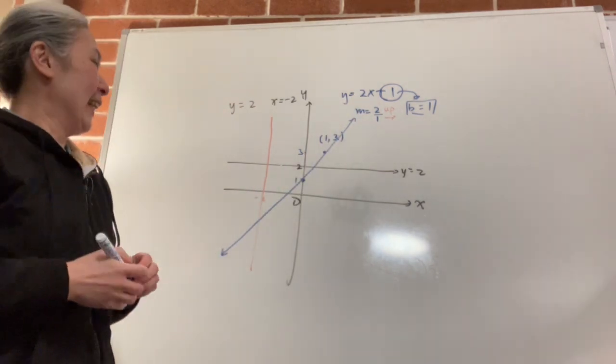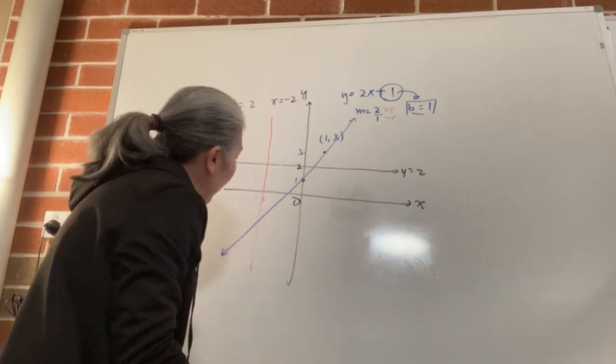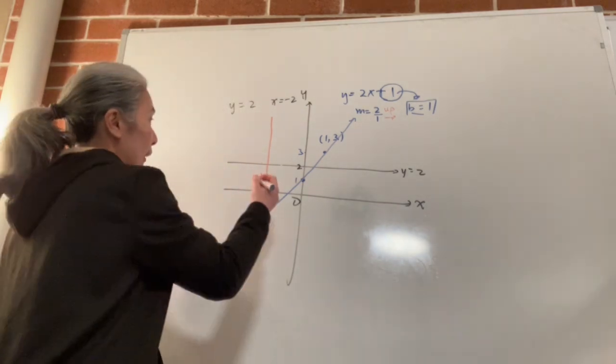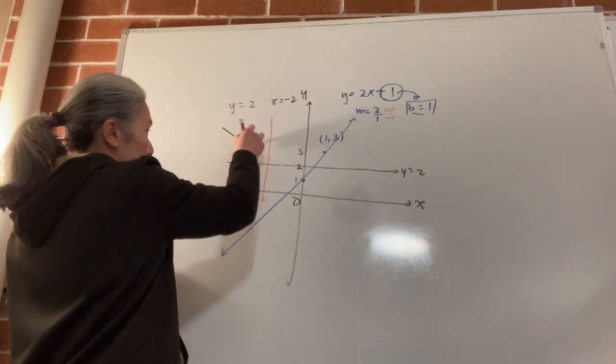Okay? Yes. Now, I'm going to do the opposite way. Now, what I'm going to give you is a line, and I want you to tell me what is the equation. So, if I have a line passing through, like this.